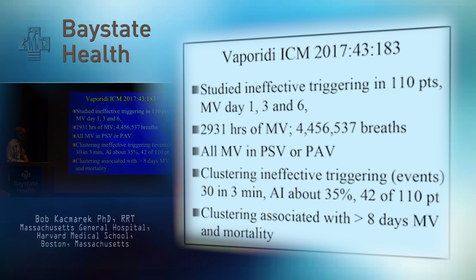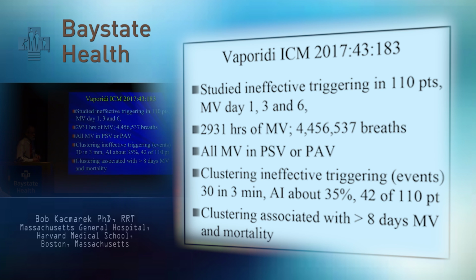This one just came out last year. This is a group out of Greece in which they looked at mistriggering. So they measured mistriggering on 110 patients on the first, third, and the 6th days of mechanical ventilation. You can see the number of breaths. All patients were in pressure support or PAV.